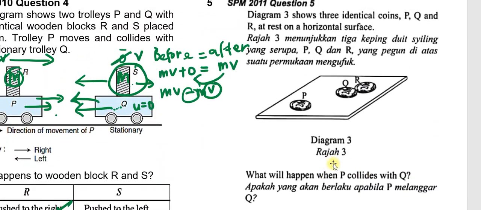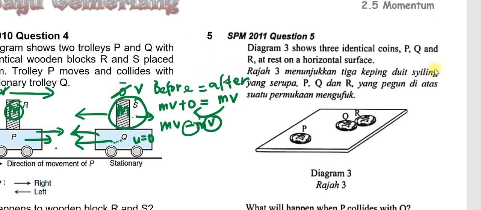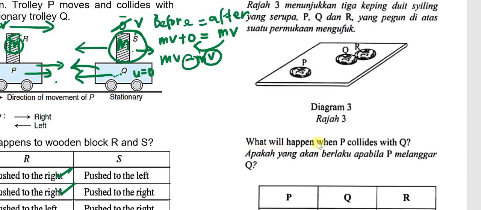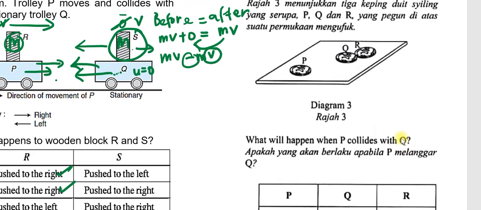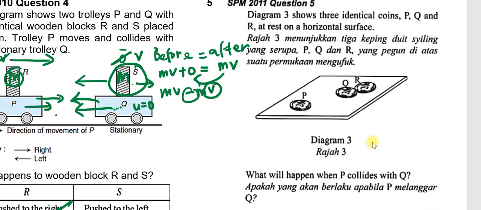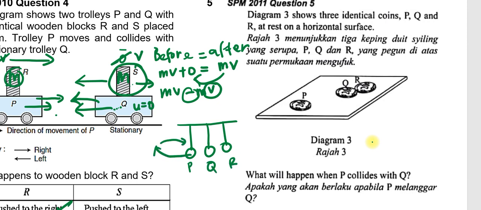Now, what does the diagram show? You all see identical coins P, Q, R. So what will happen when P collides with Q? It's like a pendulum question. Let's say we have pendulums of the same length, this one P, this one Q, this one R. When you raise this and release, the momentum will transfer to Q, and then Q will transfer to R. So these two will remain stationary. The R will move there.